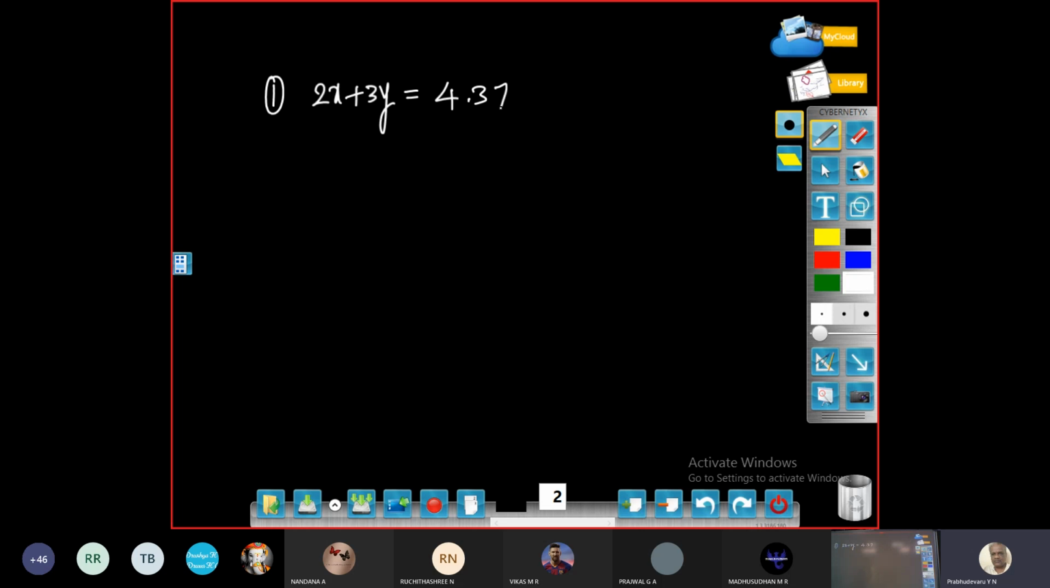What you have to do here is keep this in the standard form. What is the standard form? You know that ax plus by plus c is equal to 0. Is it visible what I am writing on the board? Yes, sir. So what I have written on the board?